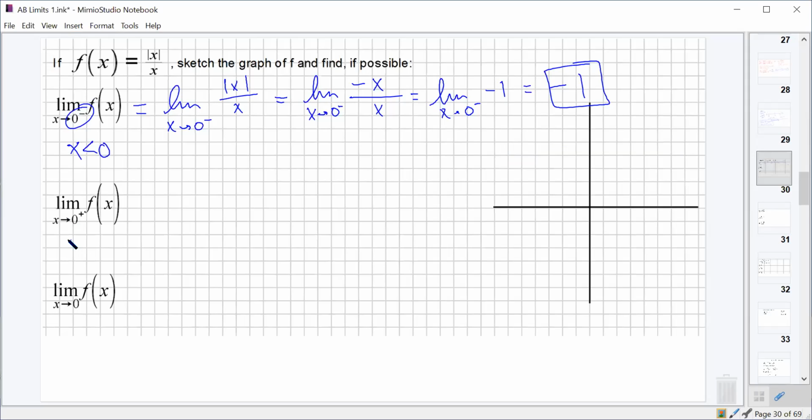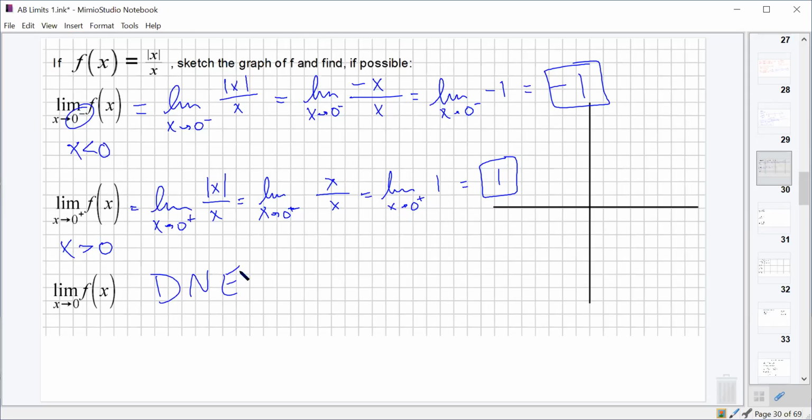Now, if we're looking at the limit as x approaches 0 from the right of f of x, that tells you that all of the x values are positive. So the limit as x approaches 0 from the right of the absolute value of x over x: what happens to the absolute value? It just becomes x, so x over x, and those cancel. And you get 1. And then therefore, the two-sided limit doesn't exist.